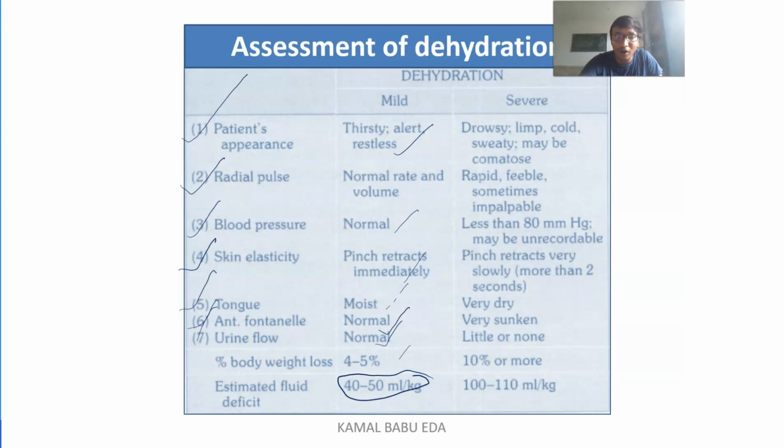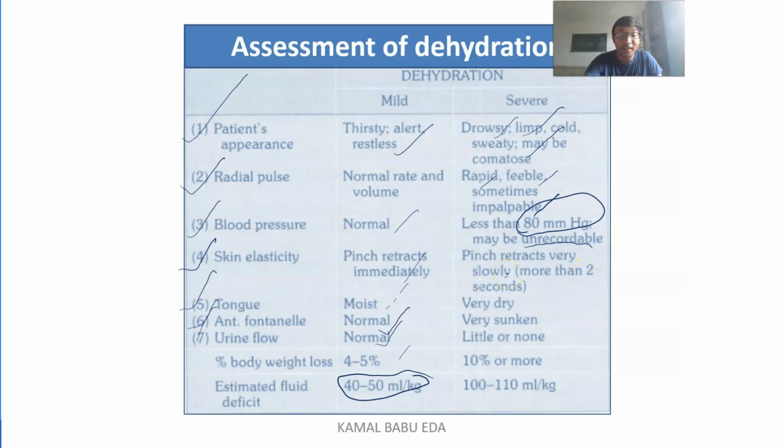If the patient appears drowsy, limp, cold and sweaty, or may even be comatose, you can see the patient is going into severe dehydration. The pulse will be rapid, sometimes feeble and sometimes impalpable. It will be a tachycardia state, meaning the pulse rate will be increasing and it will be feeble. You may not find the pulse, and the blood pressure is less than 80 mm of Hg, and sometimes it may be unrecordable.